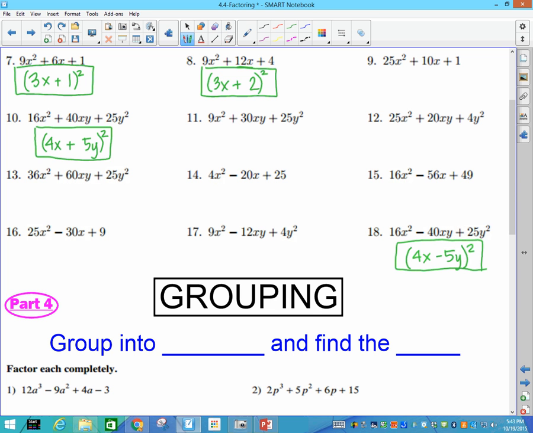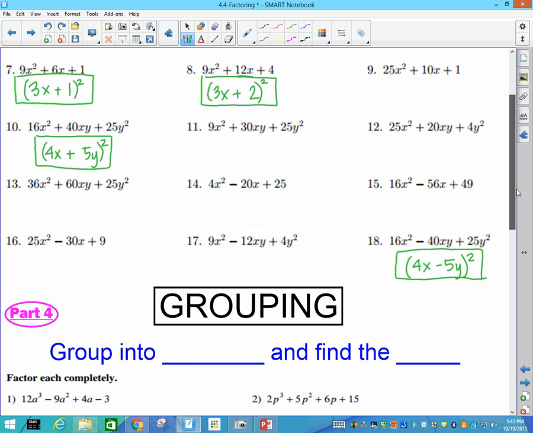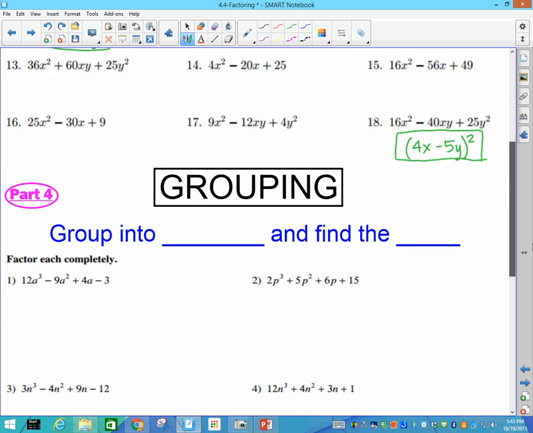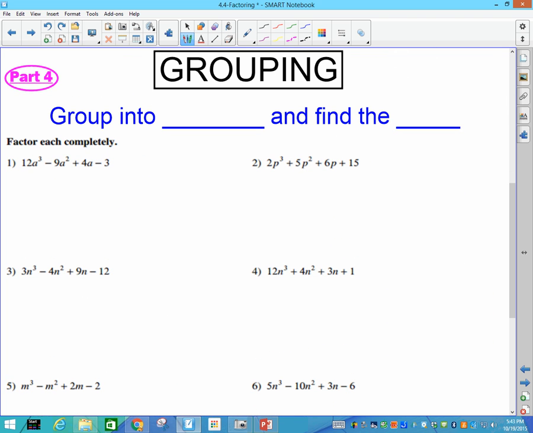And now, did I tell y'all what PST stood for? That probably would have been nice. PST stands for a perfect square trinomial. Trinomial because it has three terms, and perfect square because those first and last terms are perfect squares. But obviously it's a lot easier to say PST than a perfect square trinomial every time.